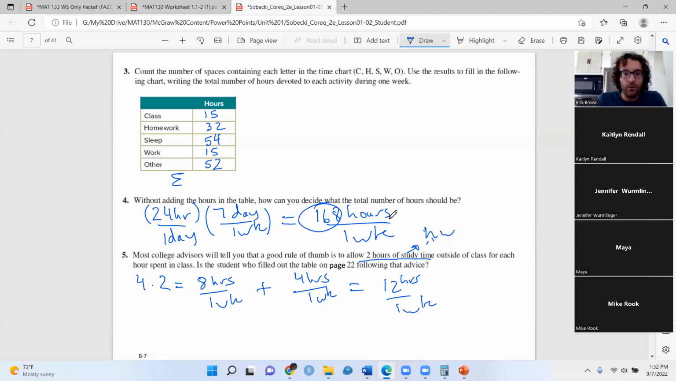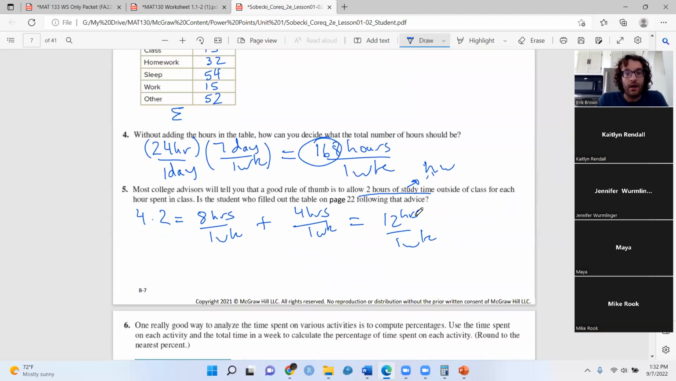Okay, so we want to check for our student. Talk me through, how are we going to figure out if they're following the advice? What do we need to do?